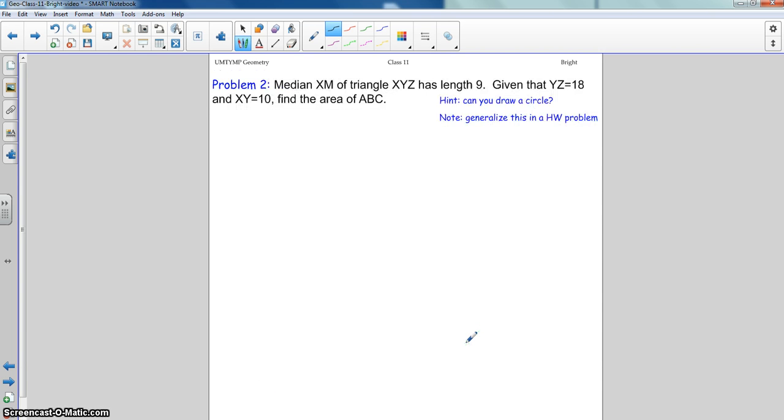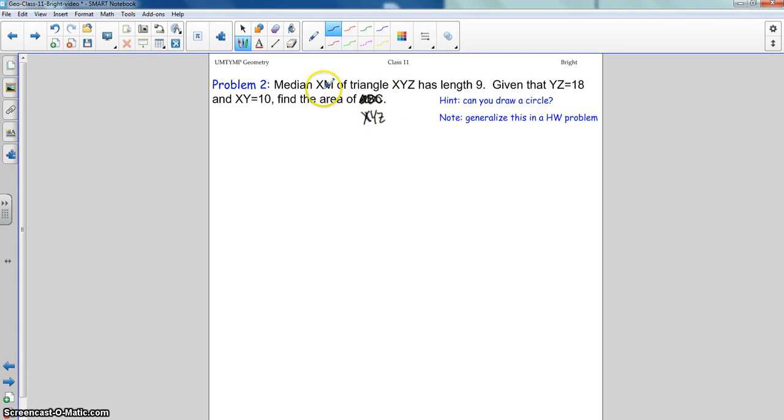Okay, problem 2. Median XM of triangle XYZ has length 9. There is a typo in this slide. I want the area not of ABC because I didn't tell you what ABC was, but rather XYZ. So I'm given all this information and I'm supposed to determine the area.